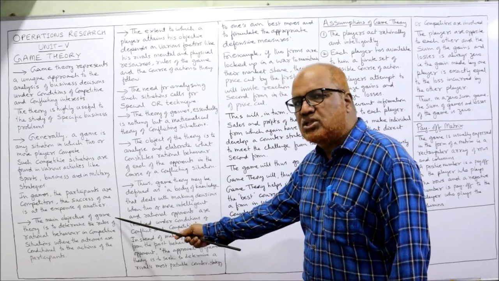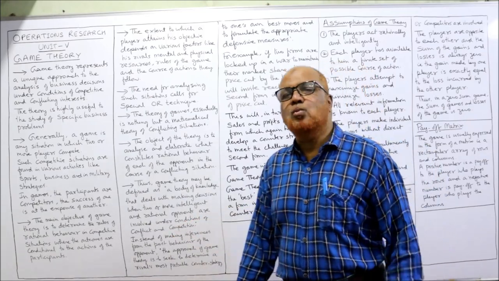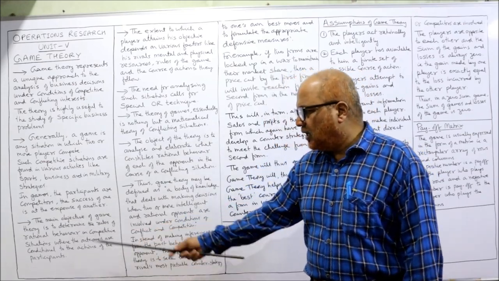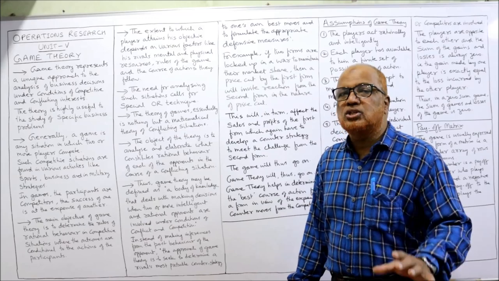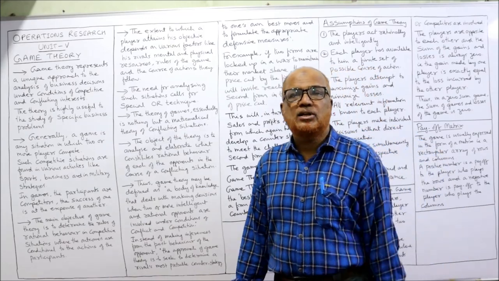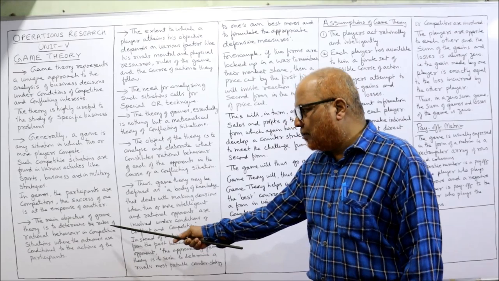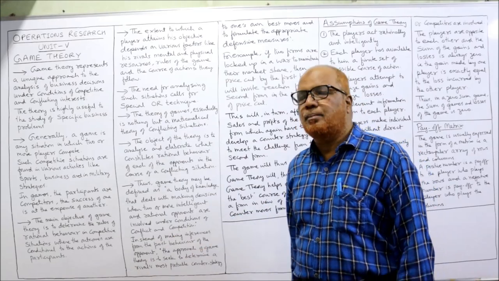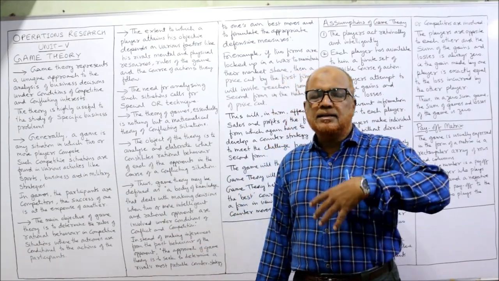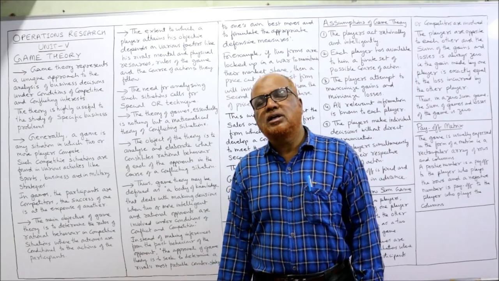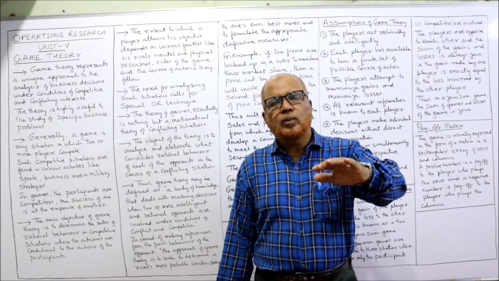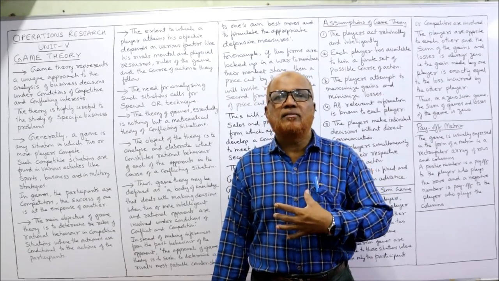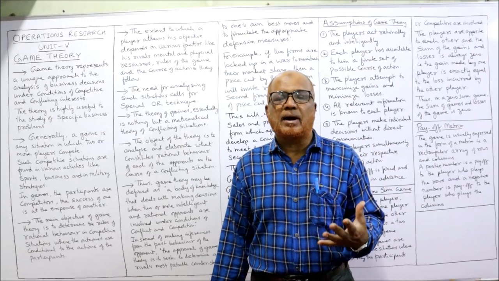Then the main objective of game theory is to determine the rules. So why we study game theory? The objective of game theory is to determine the rules of rational, intelligent behavior in a competitive situation where the outcomes are conditional on the actions of the participants. When a party takes the action, the opponent will not keep quiet. The opponent will take a counter reaction. Then what should be the rational behavior of the party who takes some action?